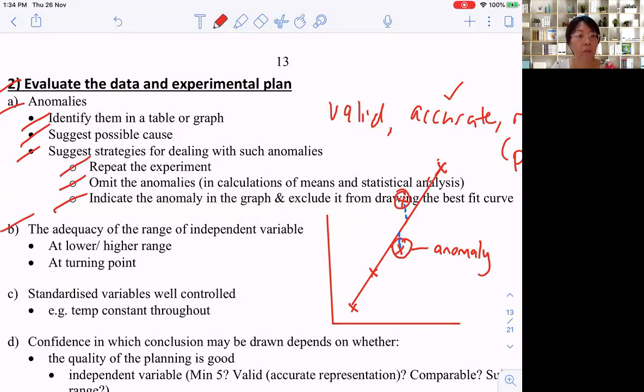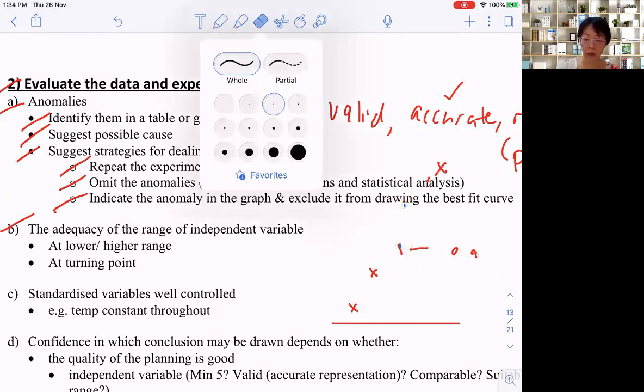After identifying anomalies, you may want to see the adequacy of the range of independent variables. So what do we mean by adequacy of the range of independent variable? I've done the experiment, I've got the result already.